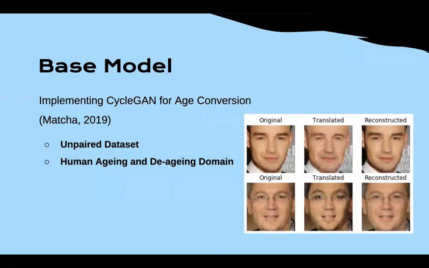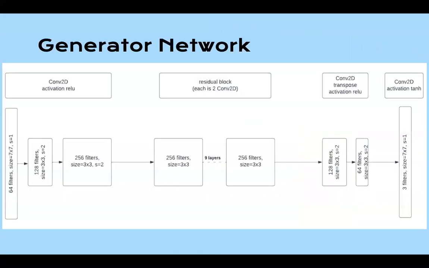The base CycleGAN model that we chose was Implementing CycleGAN for Age Conversion by Matcha, which had the privilege of working with unpaired datasets, meaning that we do not have to have the same image for the same person once as a teen and once as aged. It also worked on human aging, which is a domain close to the one we're working with, which is anime.